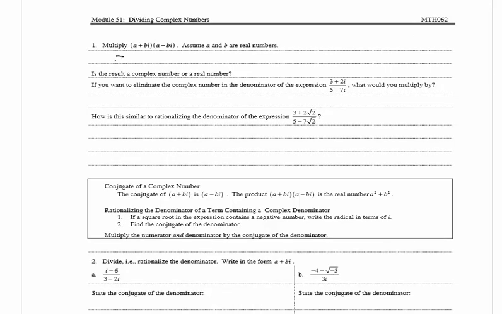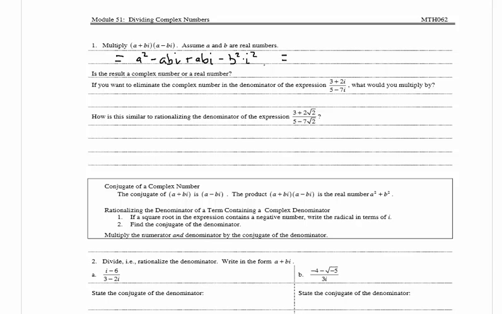So this is equal to a times a is a squared. A times negative bi is minus abi. Bi times a is plus abi. And then we have bi times negative bi is going to be negative b squared times i squared.